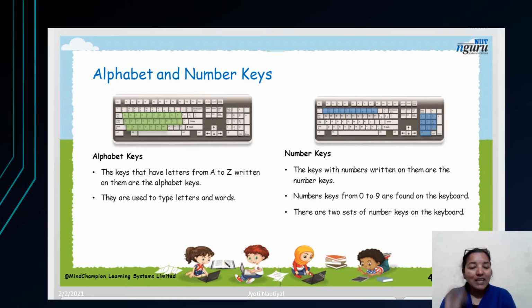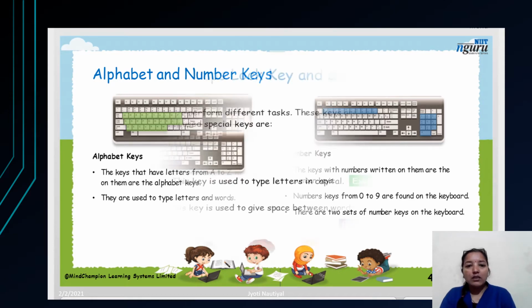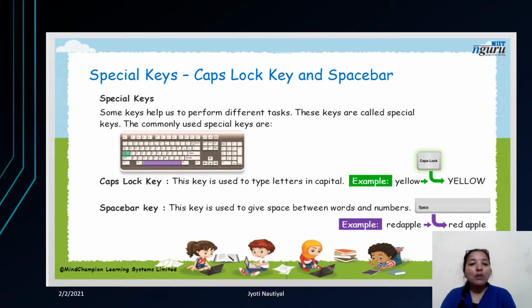Okay, now let's focus on alphabet and number keys. As the name suggests, children, alphabet keys have alphabets from A to Z, and number keys have numbers from 0 to 9, okay? Now let's talk about the special keys. What are the special keys? As the name suggests, they are special by nature. They have a different purpose.